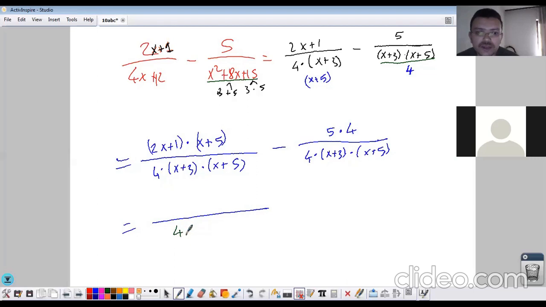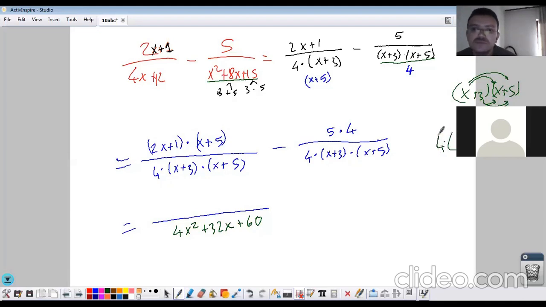It will be 4 times x squared. I'm multiplying this by 4. And 4 times 8, 32x. 4 times 15 is 60. If you cannot get it quickly, like me, logically from the example, you should do the normal multiplication somewhere else. You should multiply x plus 3, x plus 5 somewhere else. You should multiply x times x, x times 5, 3 times x, 3 times 5. Then later when you have the result, you should also do times 4 somewhere else. But right now, I've already done that bit quickly from the example.